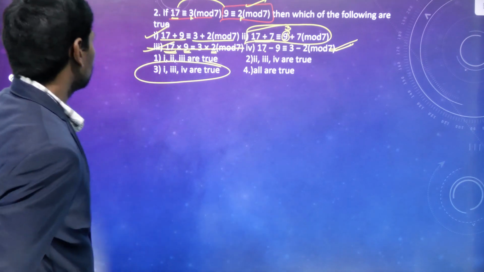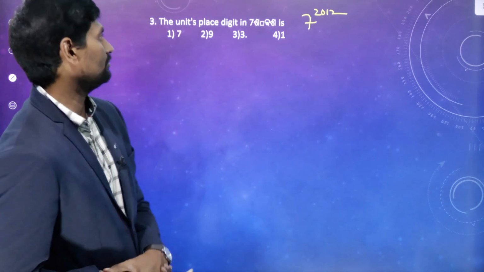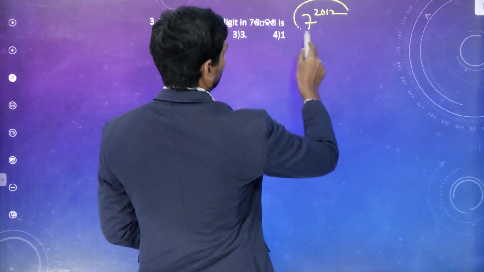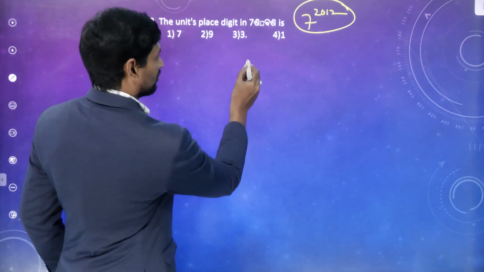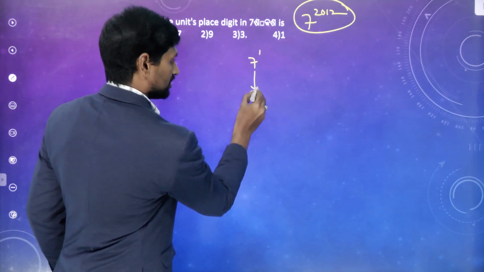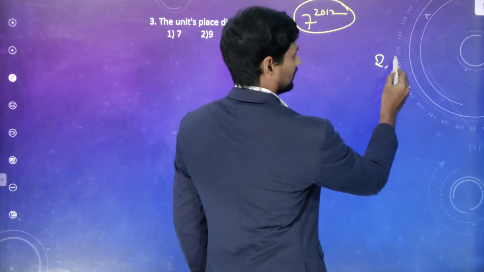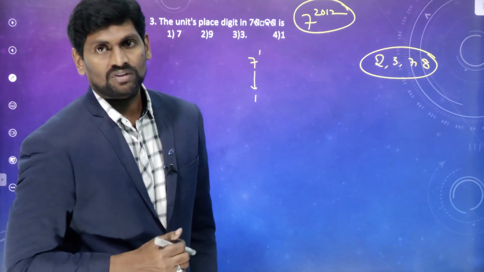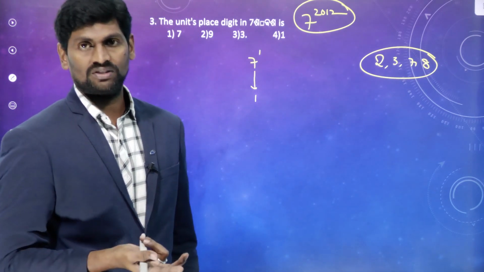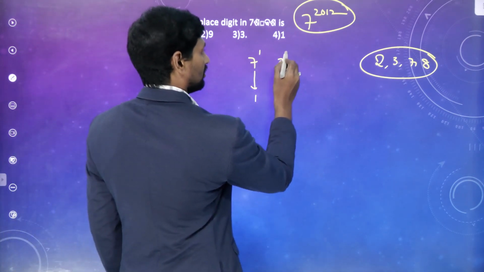Next question. Let us go to the next question. Units digit of 7 power 2012. Now what is the 7 rule? 7 power 1, 2, 3. We have discussed it. The powers of 2, 3, 7, 8 all repeat the sequence after 4 terms. It means all should be written in the form of 4 terms.